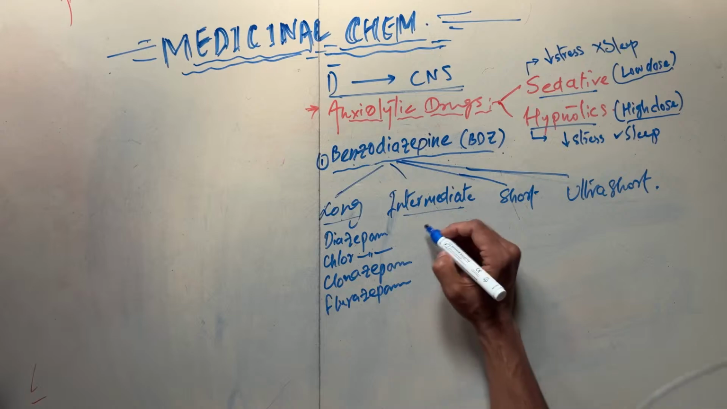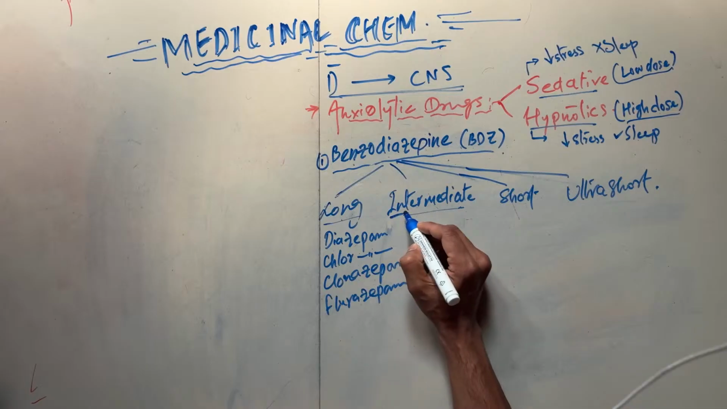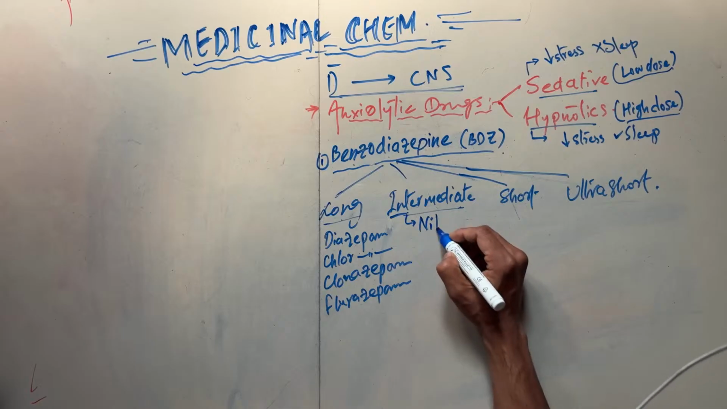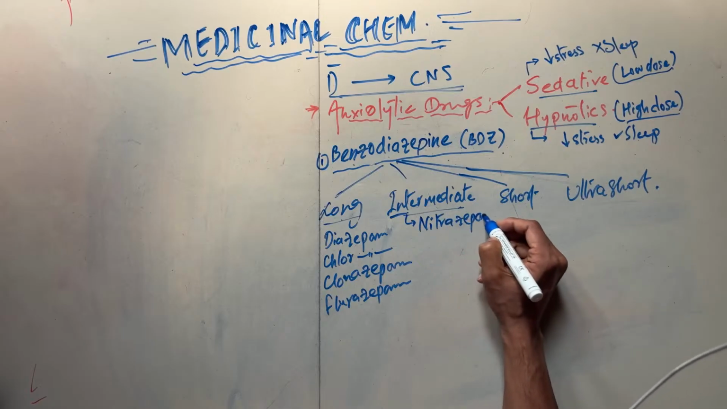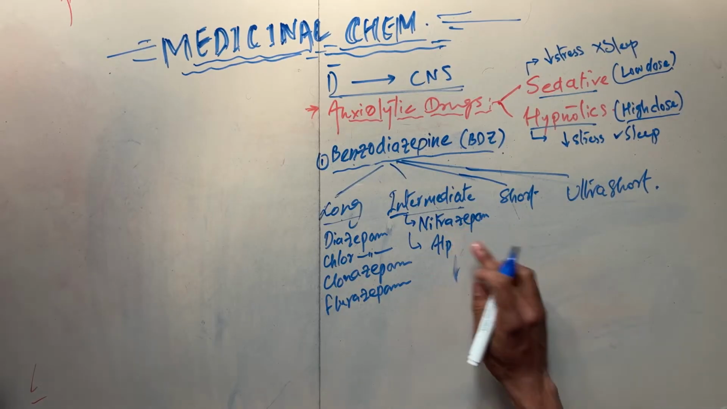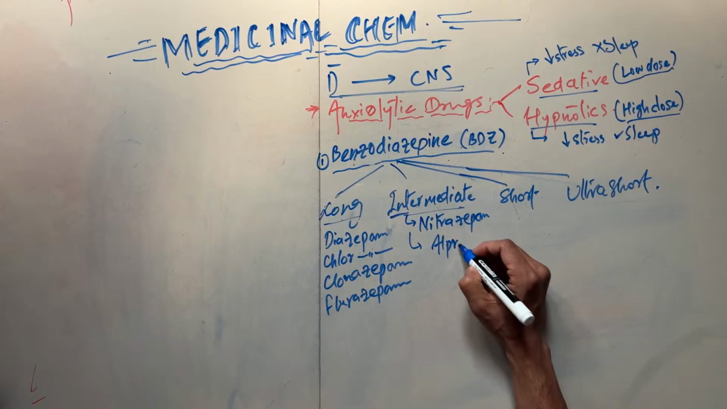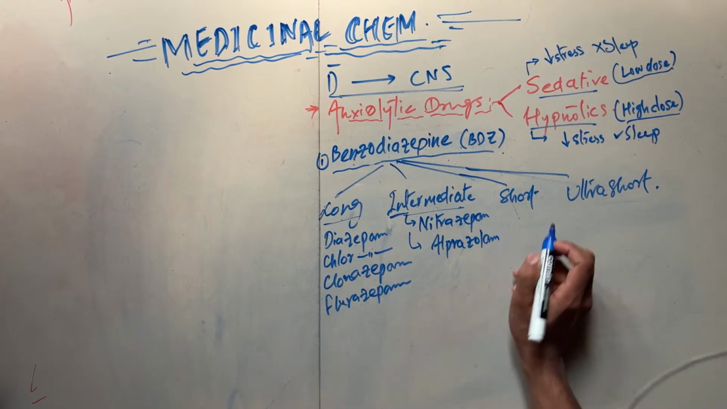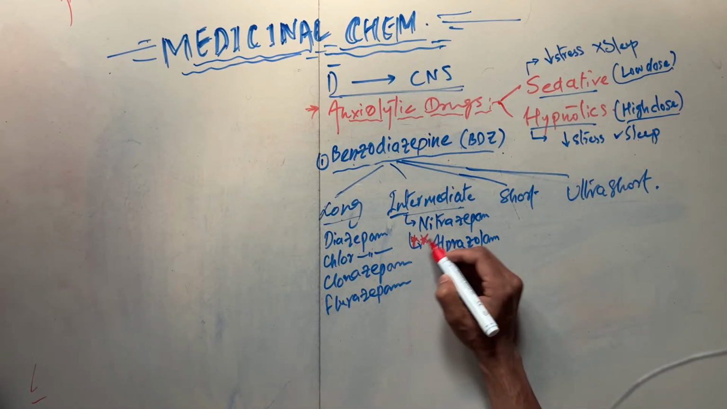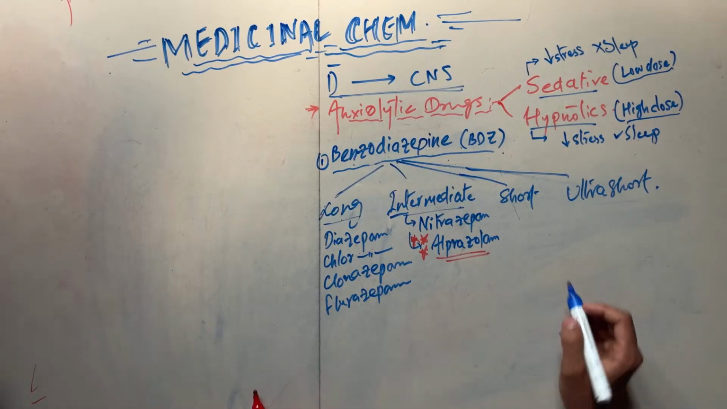Next, what is the intermediate acting benzodiazepine? It is very simple, that is nitrazepam. See, in intermediate IN is there, right? So whenever you are writing the drug, you have to change that to NI. Nitrazepam. And next is alprazolam. Alprazolam is very very important because of the presence of the 1,3,4 triazole ring. You have to put 5 stars on that alprazolam. So many times questions are asked in different competitive exams about alprazolam because of its 1,3,4 triazole ring. I will tell you later.